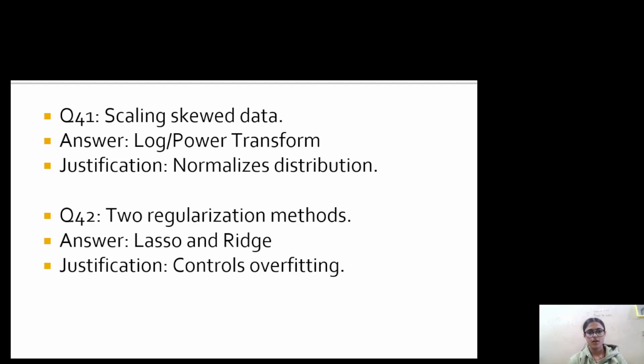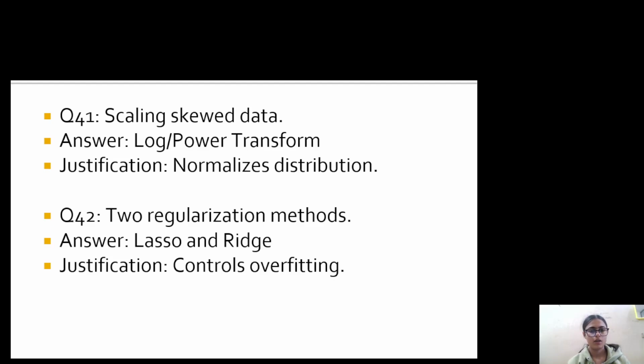Question 41: what type of scaling transforms a skewed distribution into a more normal distribution? The answer is log or power transform. Log, square root, and Box-Cox transformations reduce skewness in data. These techniques make the distribution more symmetric, which helps many models perform better, especially linear models and algorithms that assume normality.